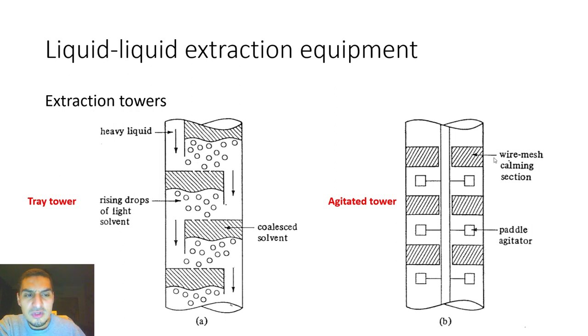And that's why it's called a calming section. You want to make sure that the two liquids will take enough time in the baffles or in the agitated area, so that the mass transfer takes place. Otherwise, if these sections are not put, then the flow will go from top to bottom and from bottom to top without having enough residence time to do the mass transfer.